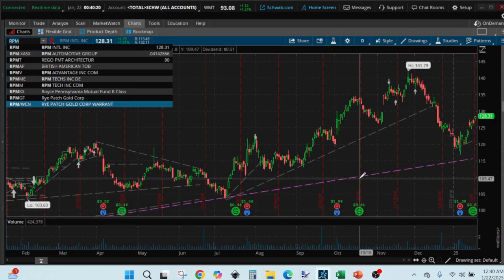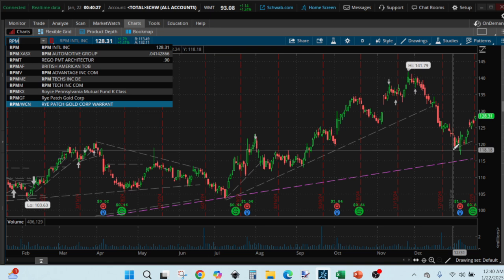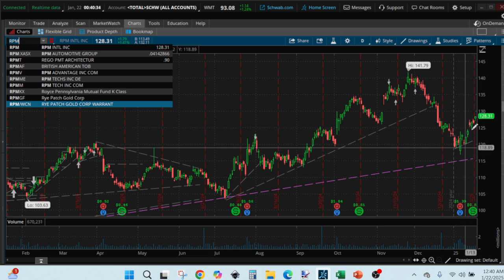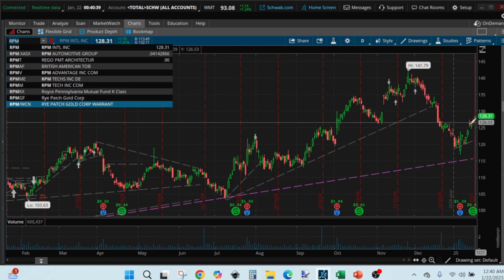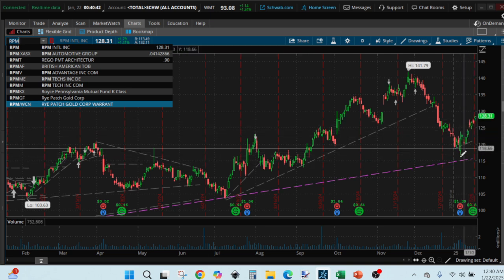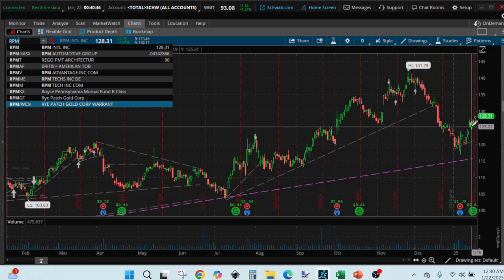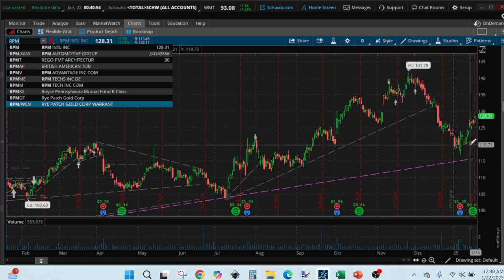RPM, we like to buy at this trend line, but right now we bought it there, the price dropped, and pulled back to the trend line that we like to buy at and started going up from there. We have higher lows here, so you can still buy if you want to buy. It's not too far from the trend line yet, and that's a good entry point, but because we have it in our portfolio, we are not going to buy it again.